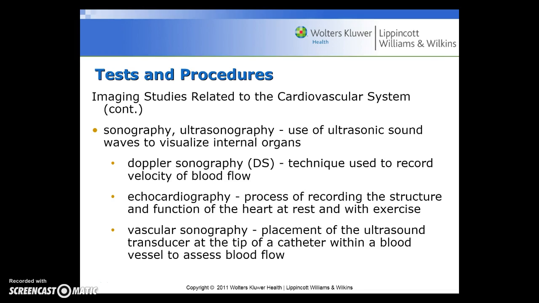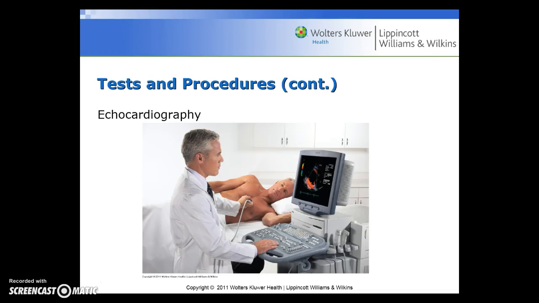Sonography, or ultrasonography, uses ultrasonic sound waves to visualize internal organs. So a Doppler sonography, a DS, is a technique used to record velocity of blood flow. Echocardiography is a process of recording the structure and function of the heart at rest and with exercise. And a vascular sonography is the placement of the ultrasound transducer at the tip of a catheter within a blood vessel to assess blood flow. So here's a picture of someone getting an echocardiography.